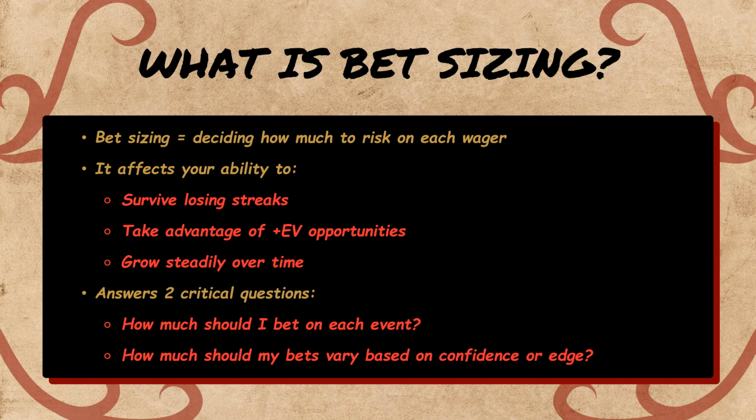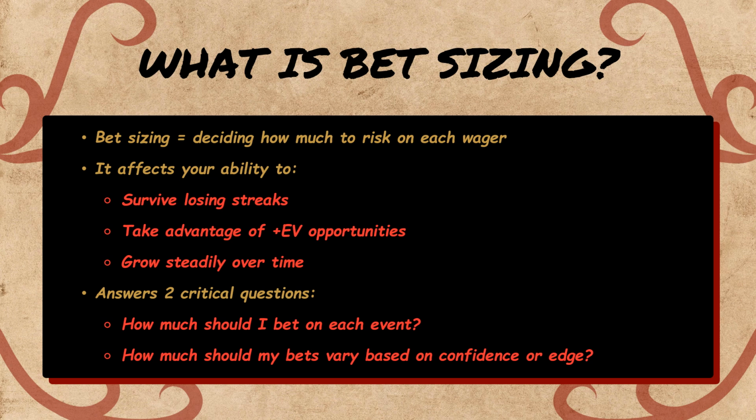So let's define what bet sizing really is. Bet sizing is deciding how much money to risk on a given wager. And here's the thing, betting isn't just about picking winners. That's only half the battle. The other half is managing risk and return. The size of your bets directly affects your bankroll's ability to survive brutal losing streaks, would be the first one. The second would be to strike big when you've got a clear plus EV opportunity. And then finally, grow steadily over time, not just in lucky stretches, but over the long haul.